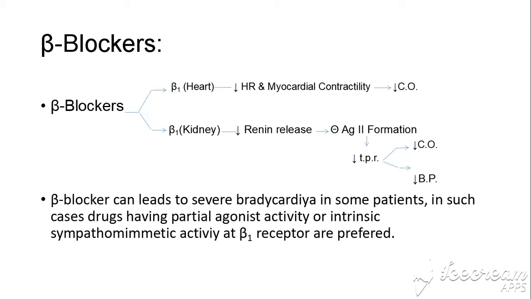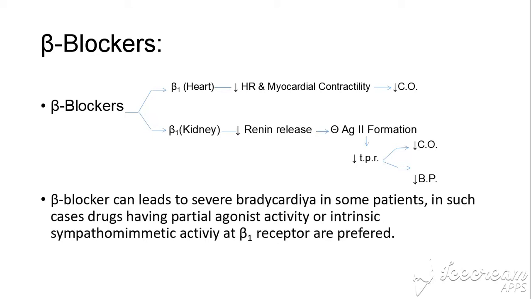When beta 1 receptors on the heart are blocked, it will decrease heart rate and myocardial contractility, which leads to decreased cardiac output. In the case of the kidney, when beta 1 receptors are blocked, it decreases renin release and further inhibits angiotensin II formation, which leads to decreased total peripheral resistance, and it will cause decreased cardiac output and decreased blood pressure. This is the general mechanism of action of selective beta 1 blockers.